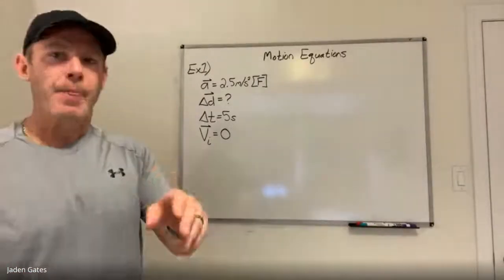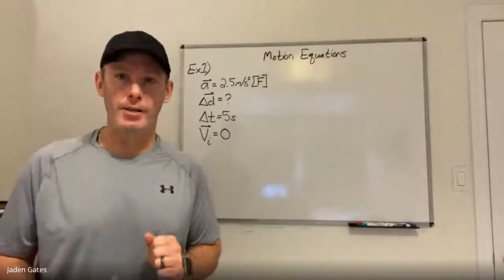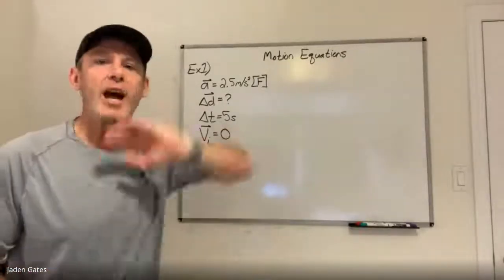Now, here's the other key. Not only does it have to have delta D in it, because that's what we're trying to find, we have to know everything else.